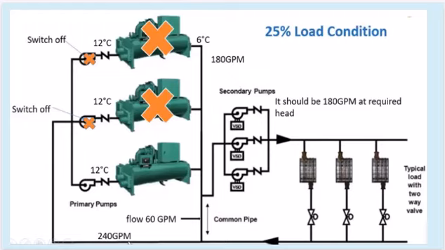This image depicts the configuration and operating conditions of a 25% load scenario in a chilled water system. The primary pumps are operating at a constant flow rate of 180 GPM, while the secondary pumps are operating at a variable flow rate to meet the reduced cooling demands. The image provides the specific equipment details, such as the chiller tonnage and temperature differentials, as well as the required flow rate at the secondary side, which should be 180 GPM at the required head. The system also shows a switch-off notation, indicating that under this 25% load condition, two of the primary pumps can be turned off to save energy.